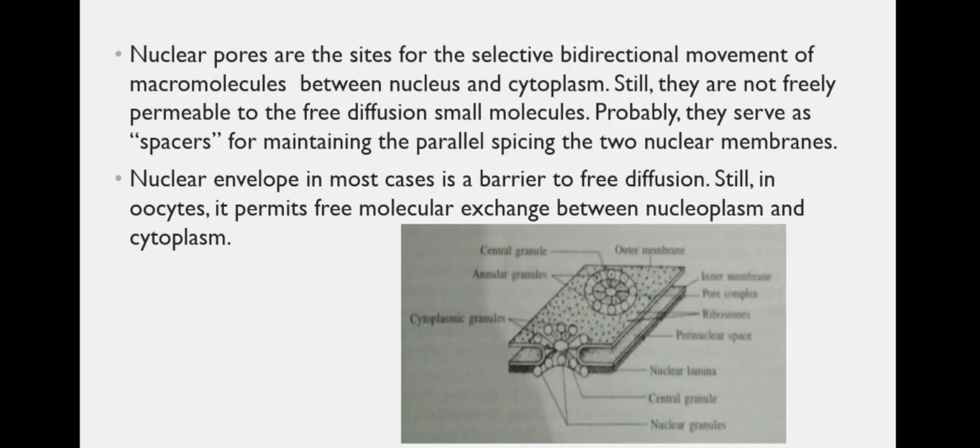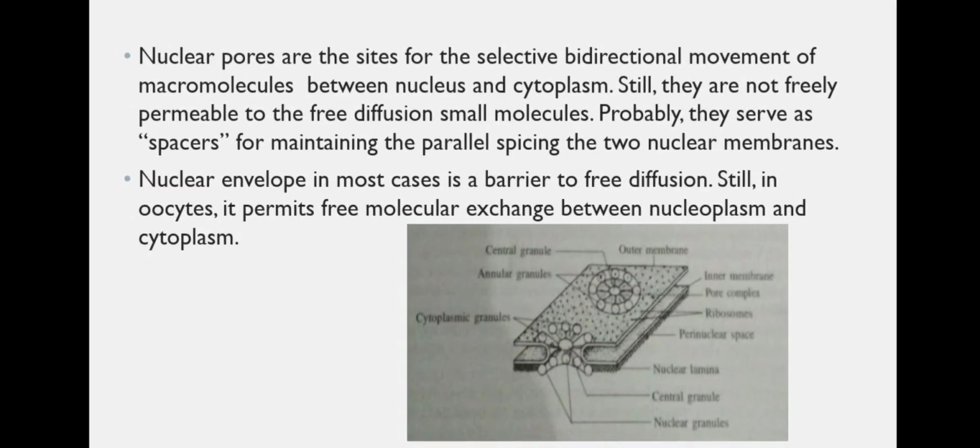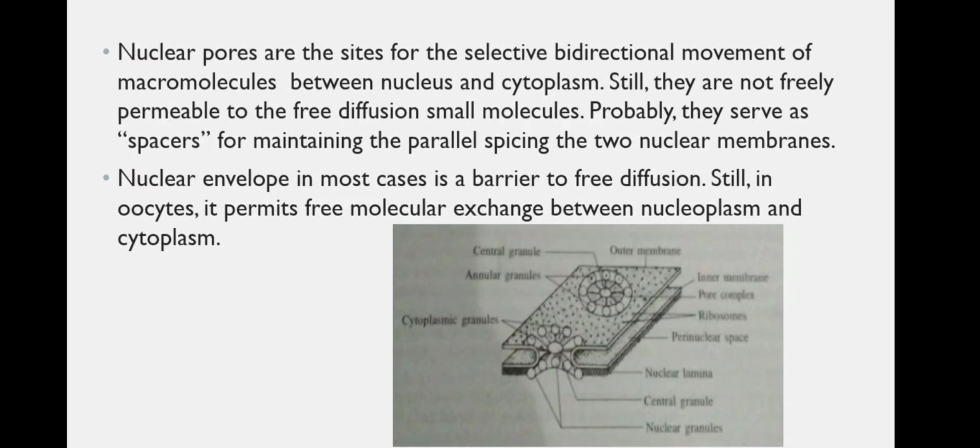Nuclear pores are the sites for the selective bidirectional movement of macromolecules between nucleus and cytoplasm. Still, they are not freely permeable to the free diffusion of small molecules. Probably they serve as spacers for maintaining the parallel positioning of the two nuclear membranes. The nuclear envelope is for the most part a barrier to free diffusion. Still, in oocytes, it permits free molecular exchange between nucleoplasm and cytoplasm.